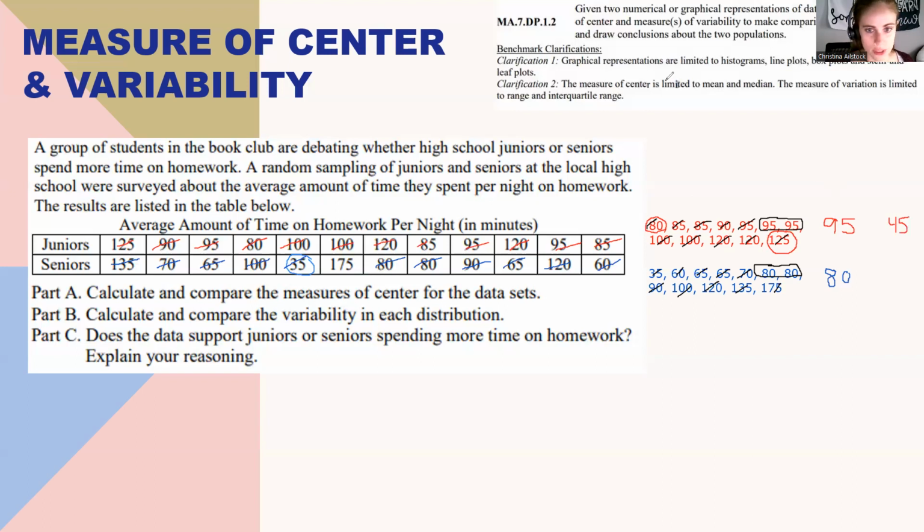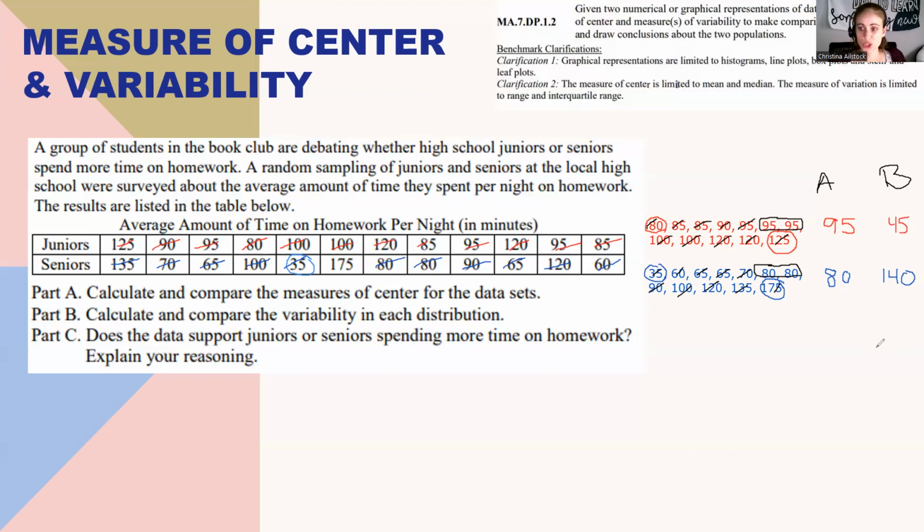So let's label this. This is for part A, and then this is for part B. Now we need to do the same with our seniors. The largest is 175, and we're subtracting from that the smallest, which is 35, giving us the answer of 140. So now let's move on to part C.